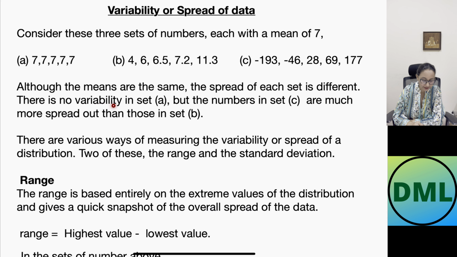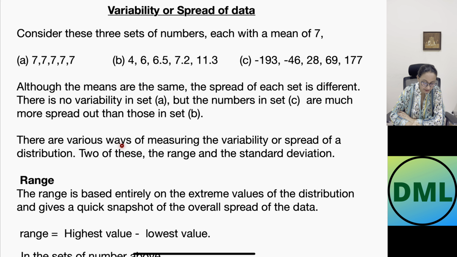There is no variability in set A because all the values are the same. But the numbers in set C are much more spread out than those in set B. In set B, the spread is less because the lowest value is 4 and the highest value is 11.3. The difference between these two values is less. But in the third data set, the lowest value is minus 193 and the highest value is 177. In this case, the spread is more.